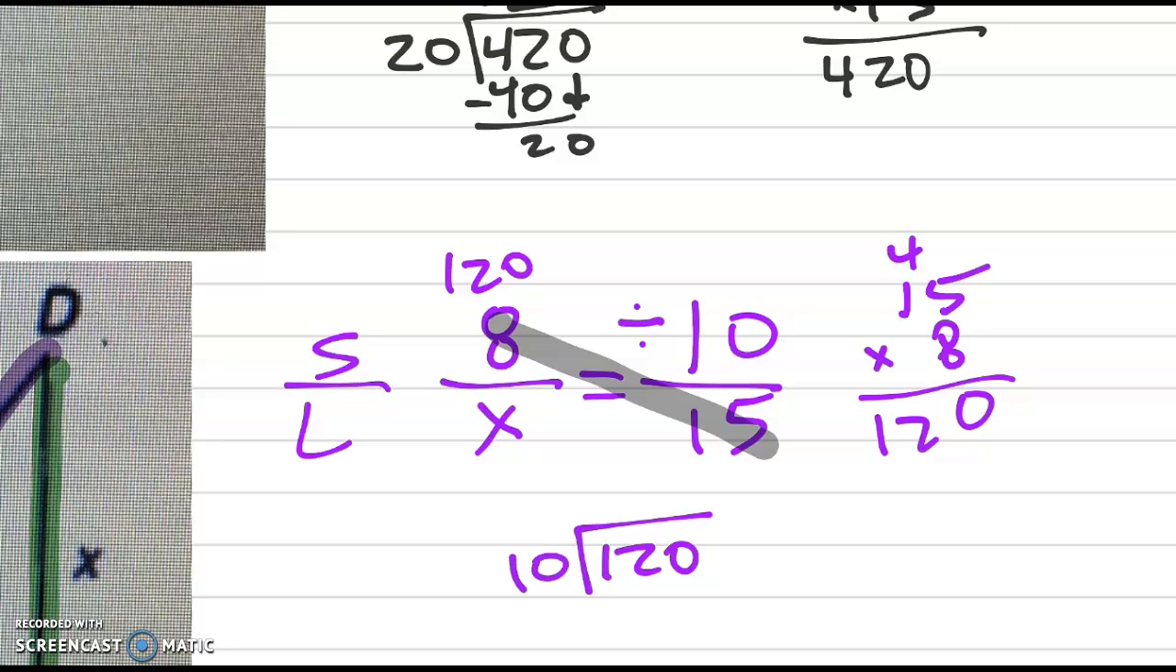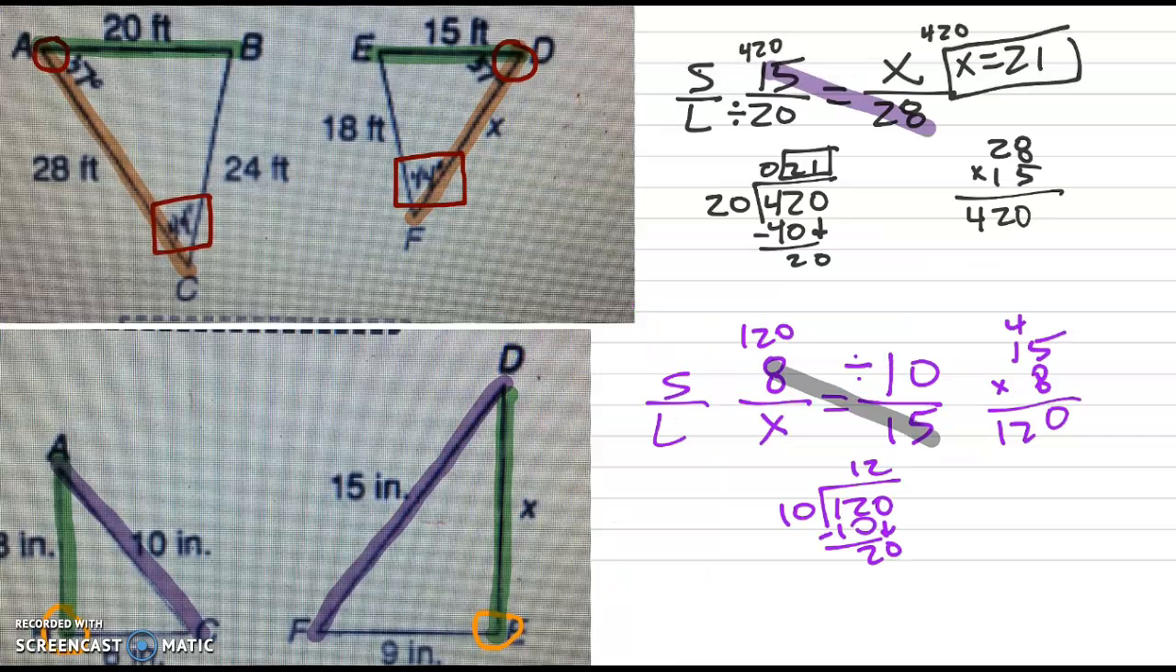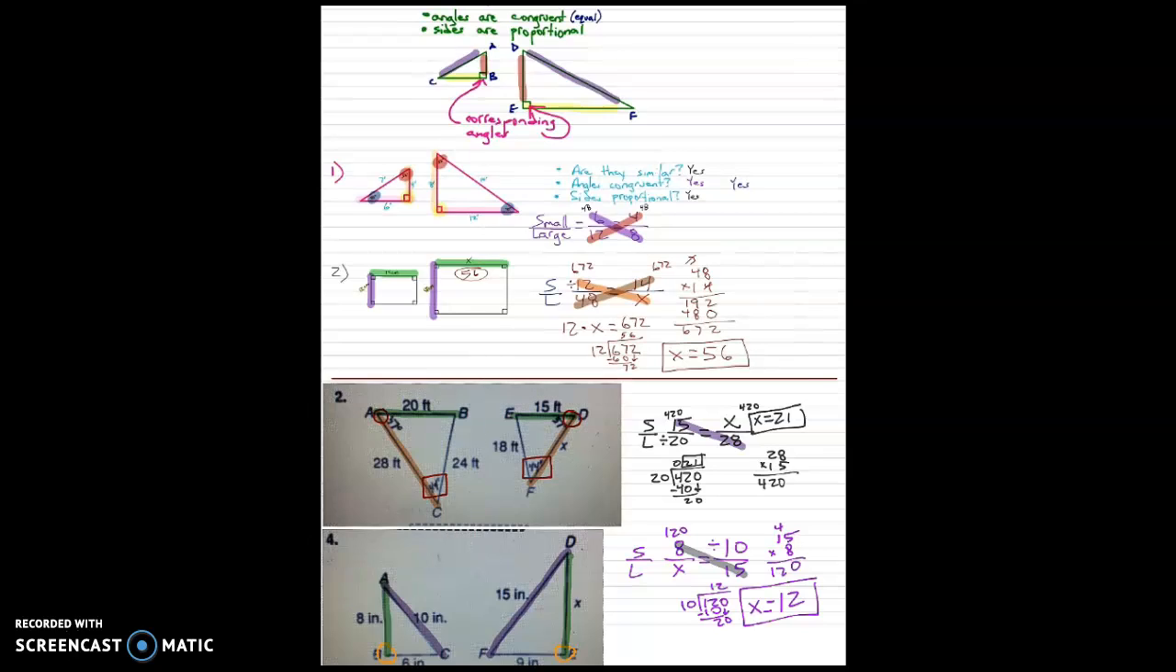10 goes into 12 once. Bring down that 0. And 10 goes into 20 twice. So x equals 12. Hey, that's 2 answers to your homework assignment.